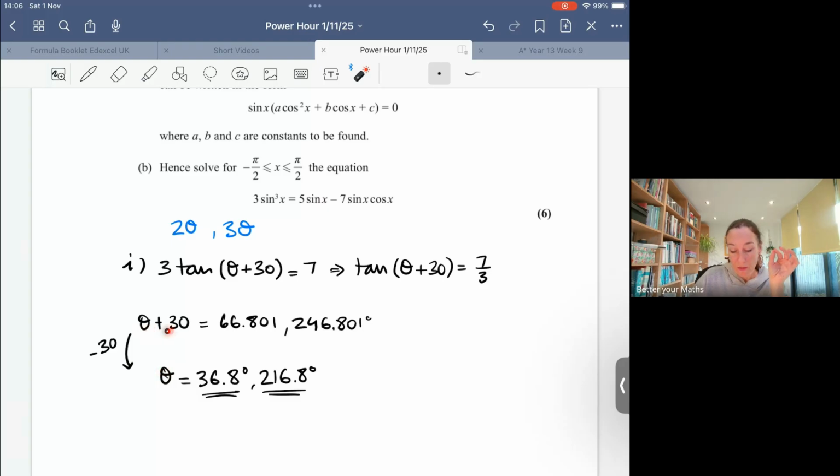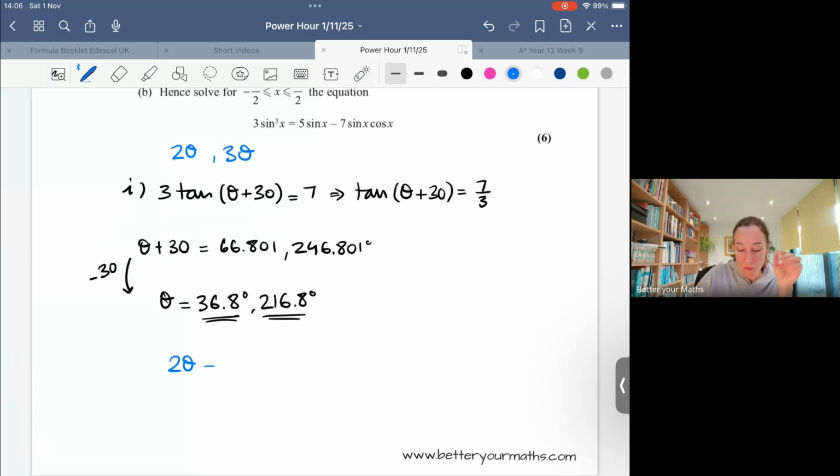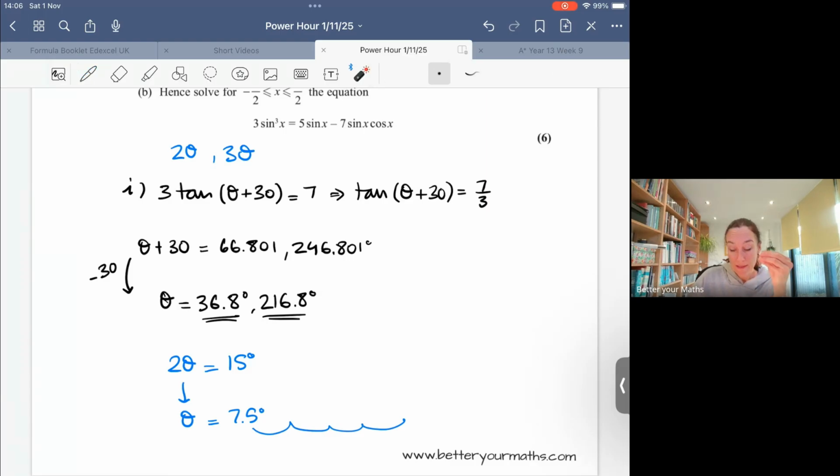If I find one answer for 2 theta, so this is like a different question, imagine this is 15 degrees. And then I divide by 2 to find theta, yeah? And then I have this one. And then I try to find the other solutions adding 180, for example. I'm going to get different answers. It's not the same. Divide by 2 and add 180, that's not the same as add 180 and divide by 2, yeah? So be mindful of that.